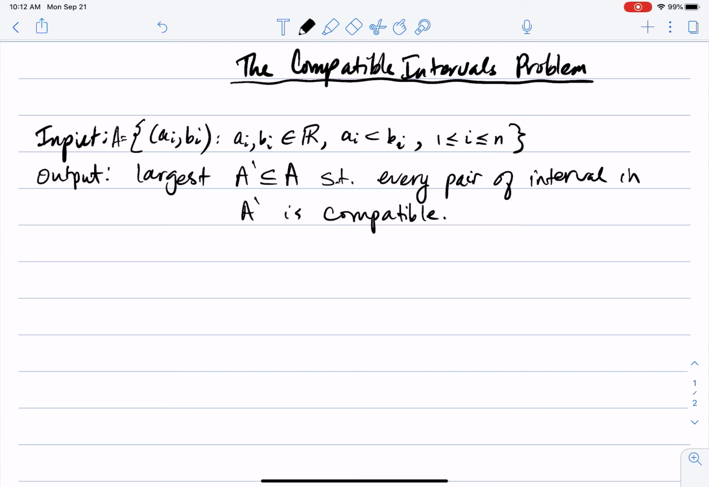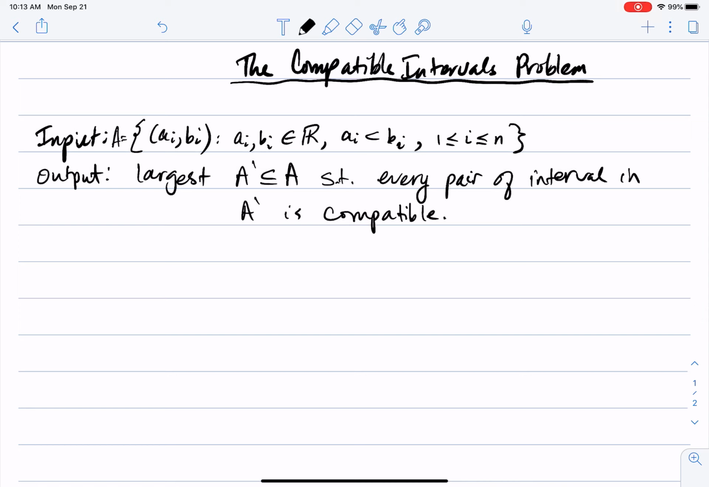Let us now look again at the compatible intervals problem. As a reminder, the input is a set of n intervals where every interval is given by a_i and b_i. Let's refer to them as the start and finish time of a job, just for easier talking. So job i is given by the start time a_i and the finish time b_i.